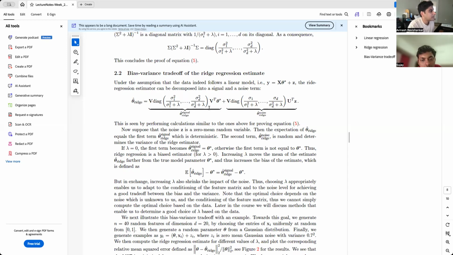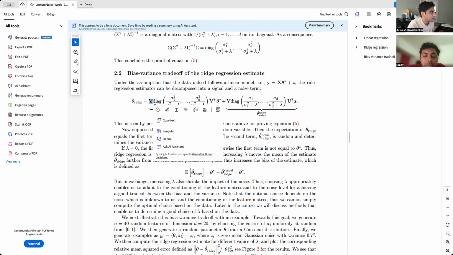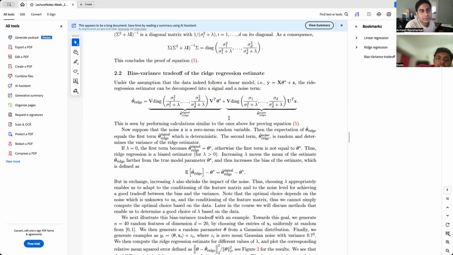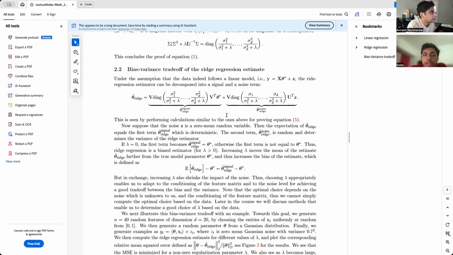But if lambda is positive, then you're scaling down basically all the factors because you're adding more to the denominator. You can see that for each of those terms, sigma_i squared by sigma_i squared plus lambda, the denominator is bigger than the numerator. So you're scaling down things and that introduces the bias. Got it. So that means the larger the lambda, the more the bias. Yep.